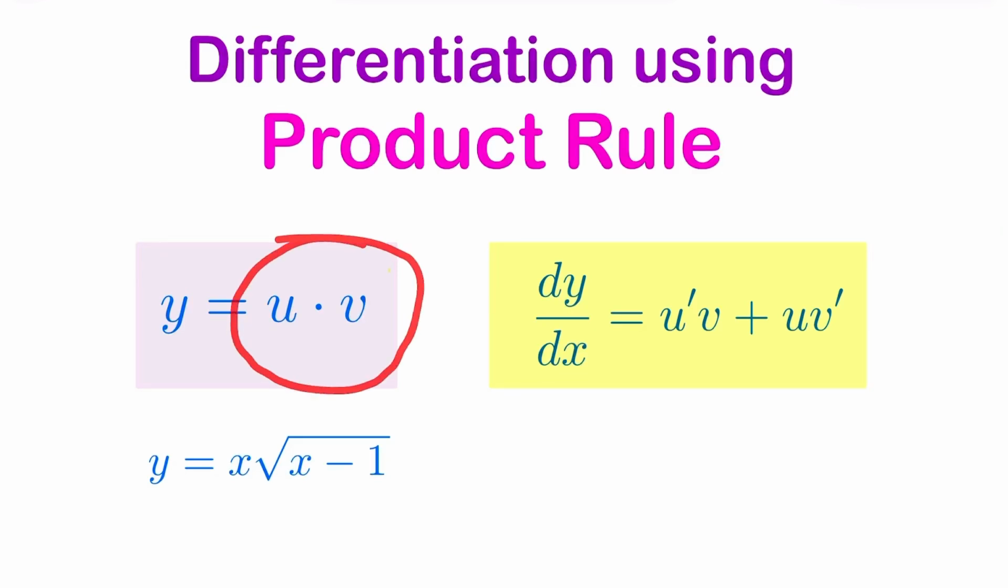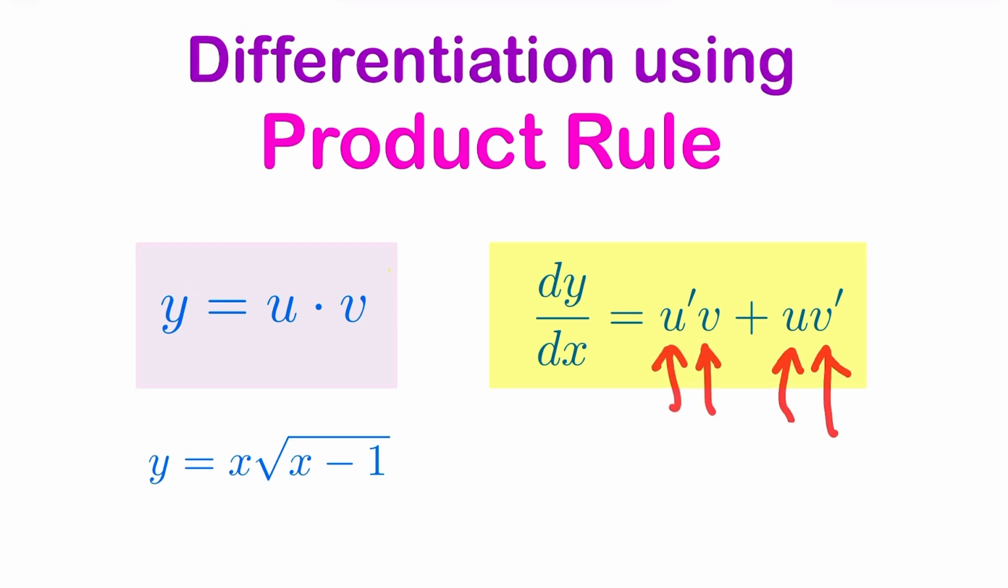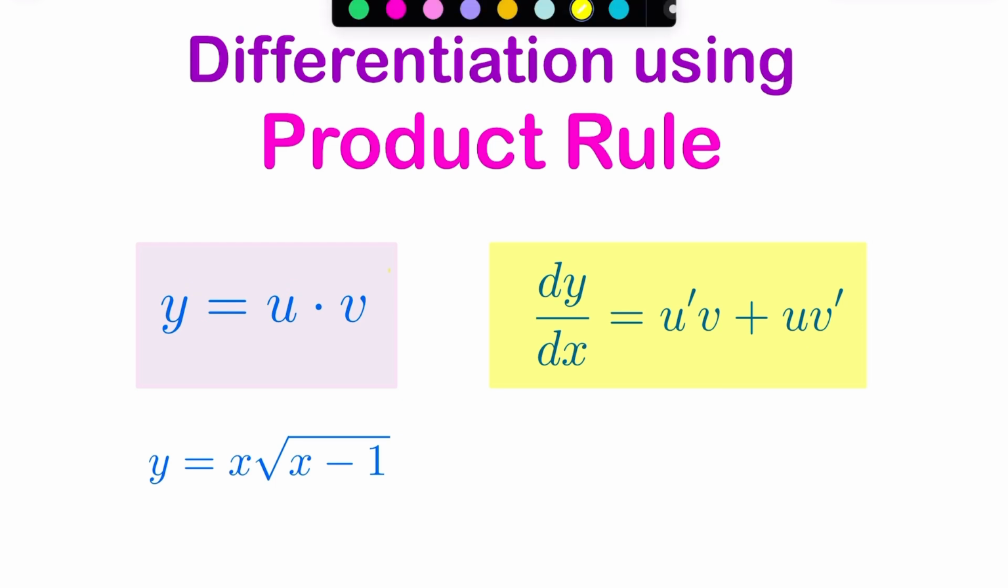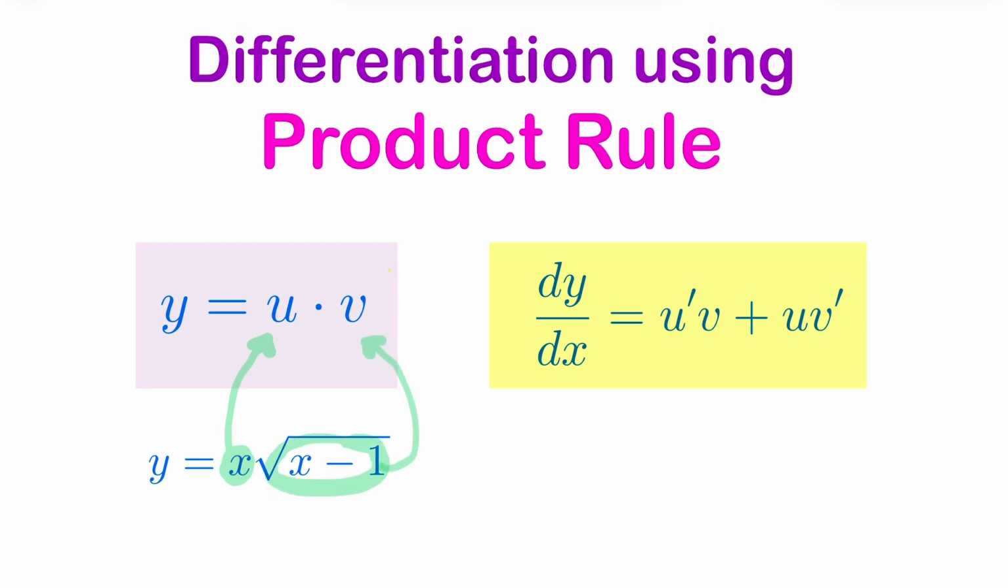So when you have a product of two terms, we use the product rule in order to differentiate. So we differentiate the first term multiplied by the second term plus the first term times the derivative of the second term. So the first thing you need to do is identify your first term, u, and your second term, v. And then you differentiate both.